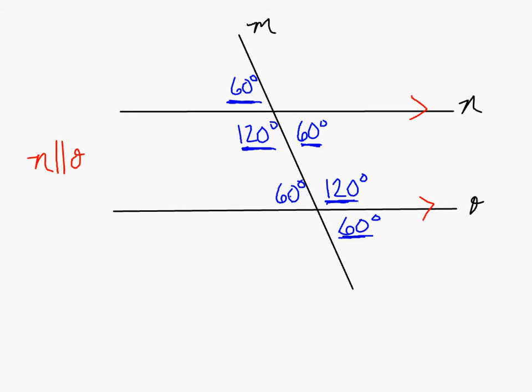If this one's 120, what's this one? 120. Why? They're congruent because they're vertical angles, aren't they? They're vertical angles. And because it corresponds to this 120. Okay? If this one is 120, what is this one? Why? Corresponding angles are congruent. Alright?